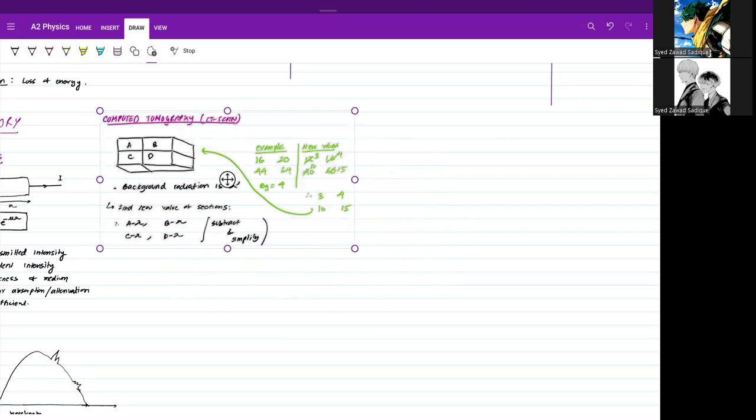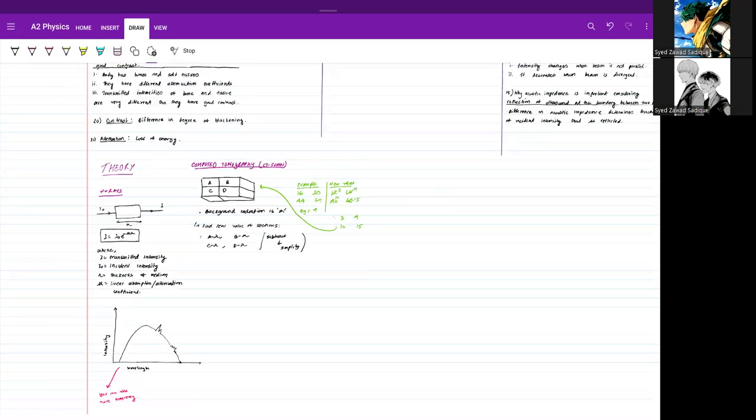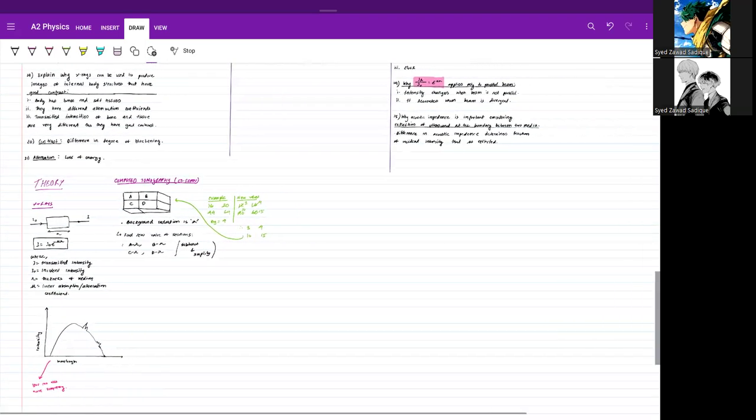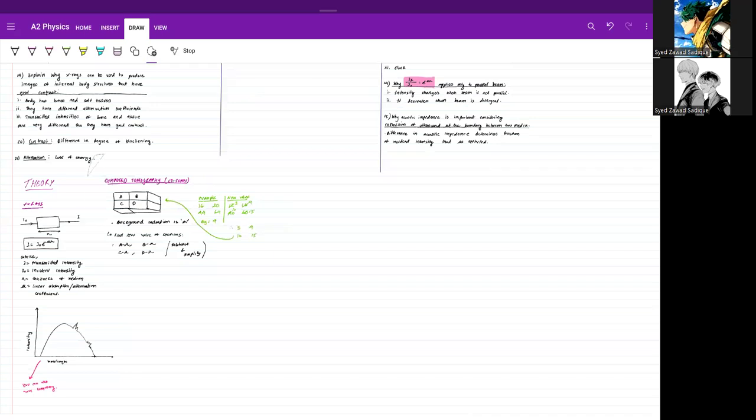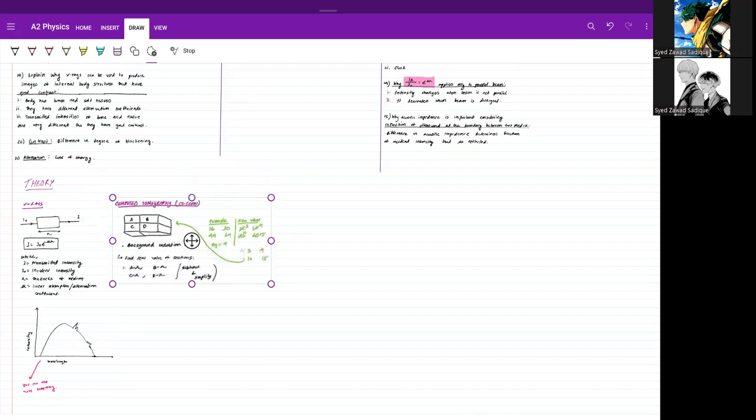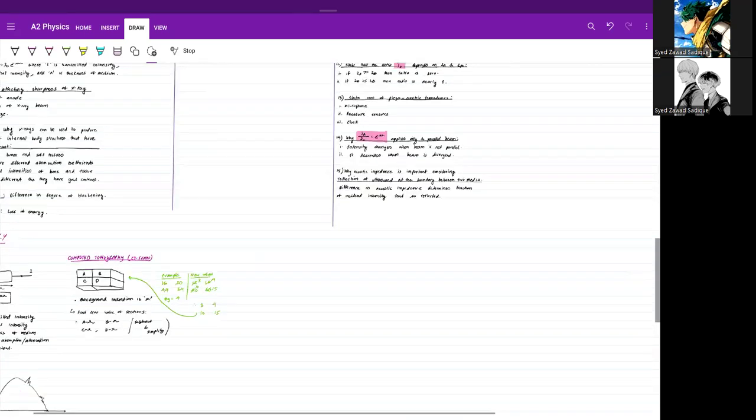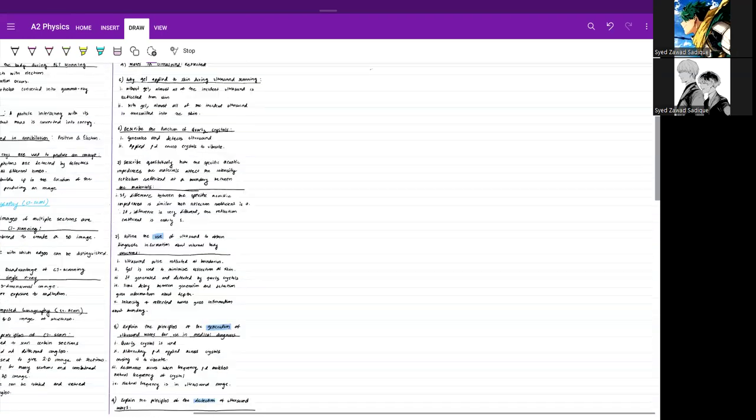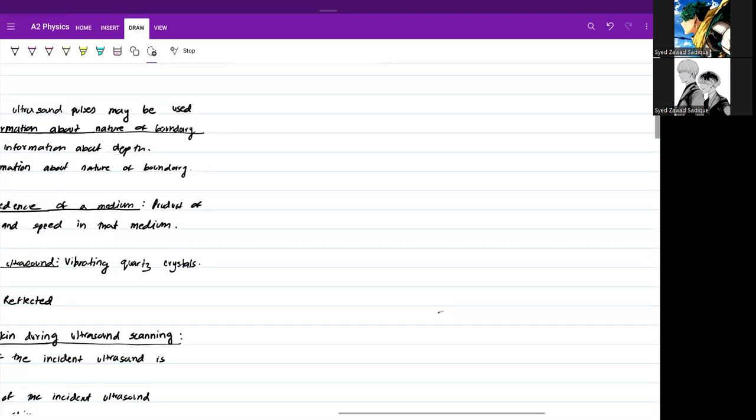Right. So that was computed tomography. Okay, finally, is the biggest one of all.